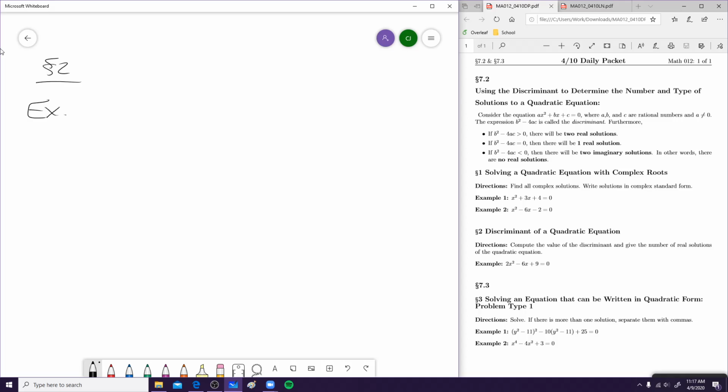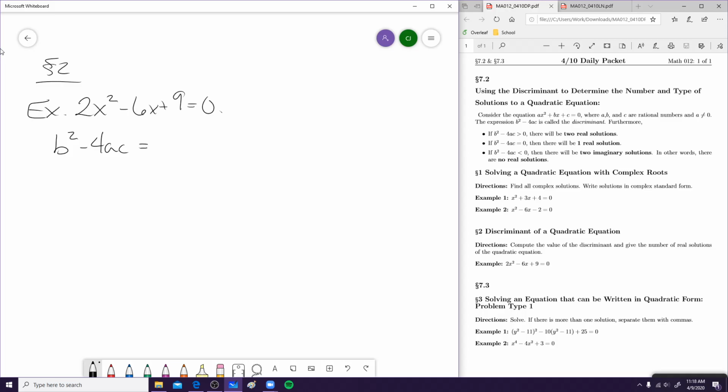So the example: we want to compute the value of the discriminant and give the number of real solutions of the quadratic equation. So we have 2x squared minus 6x plus 9 is equal to 0. So first of all, what is the discriminant? The discriminant is b squared minus 4ac. Right? Now, in order to use this, we have to know what a, b, and c are.